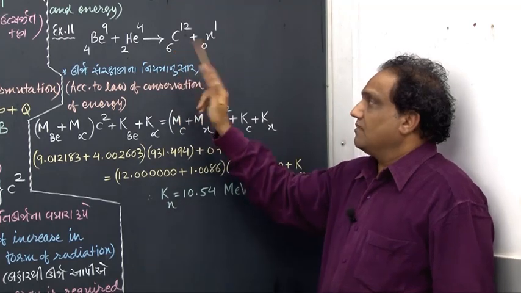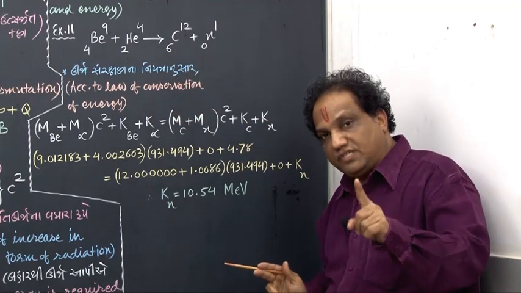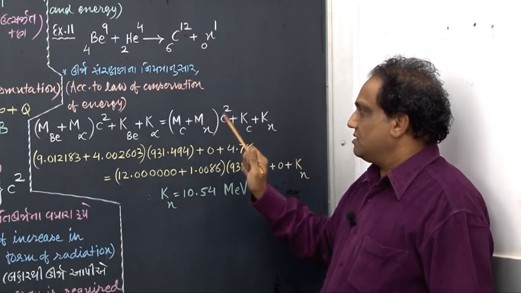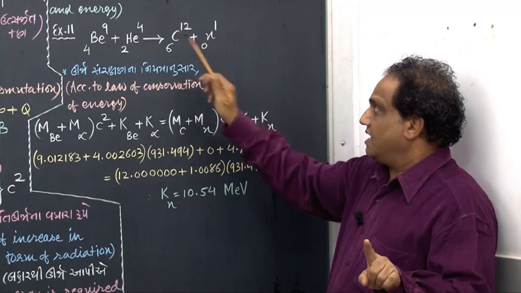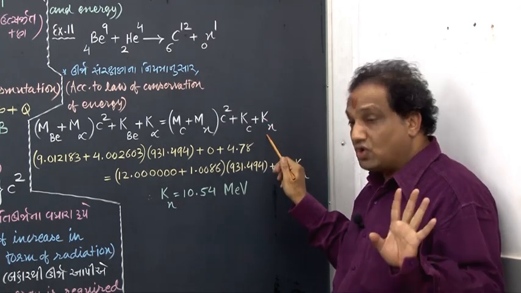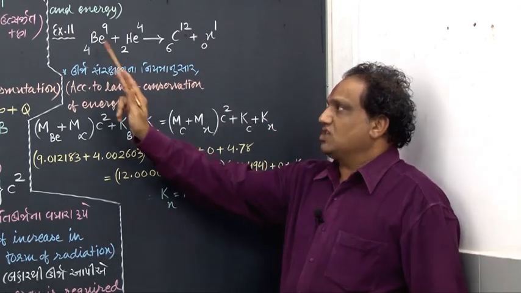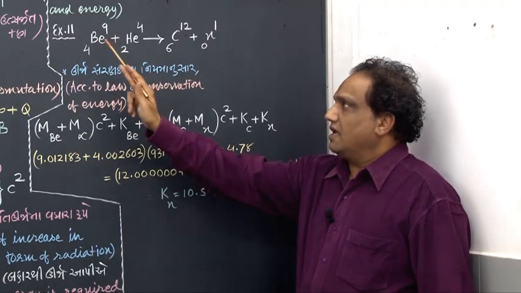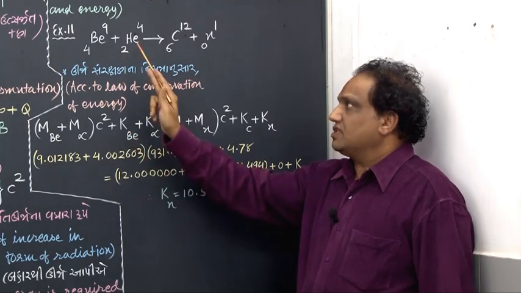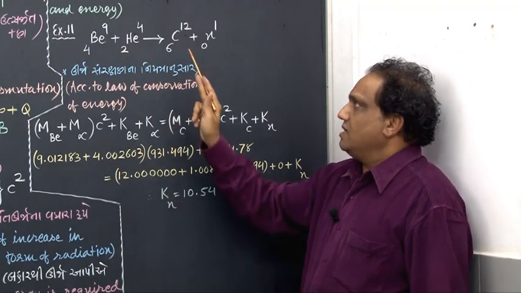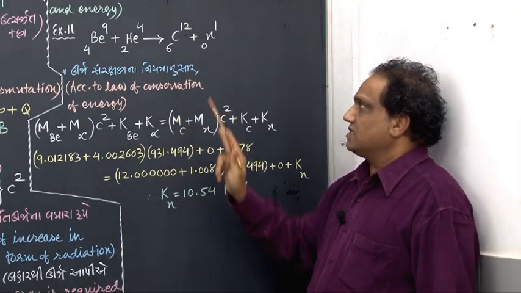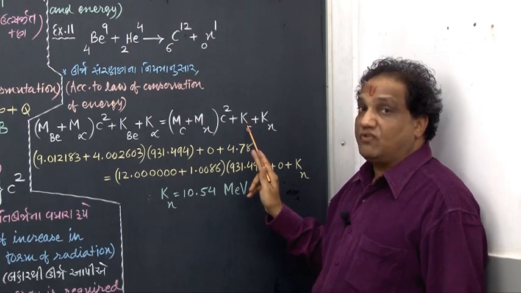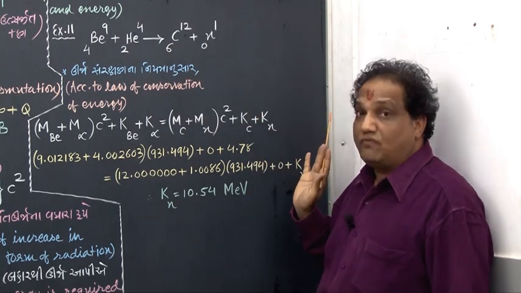Finally, you should find out energy equivalent to total mass of products. For that, total mass of products into C square plus kinetic energy of carbon plus kinetic energy of neutron. Mass of beryllium I am writing plus mass of alpha particle into C square, plus kinetic energy of beryllium K_Be plus kinetic energy of alpha particle K_alpha. Mass of carbon nucleus M_C plus mass of neutron M_n into C square. K_C means kinetic energy of carbon and K_n means kinetic energy of neutron.